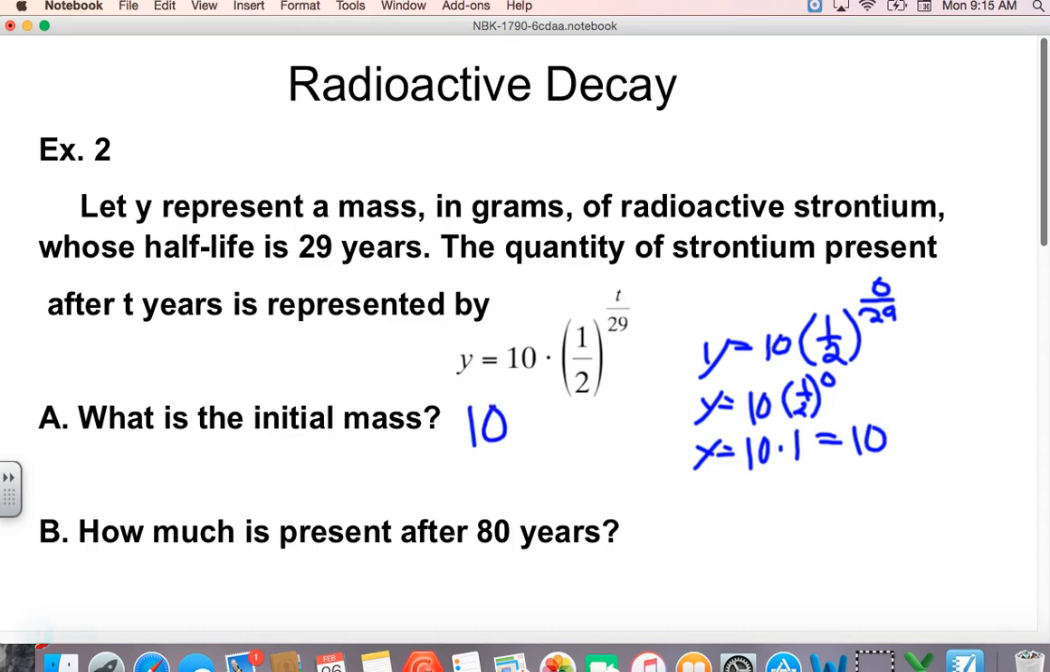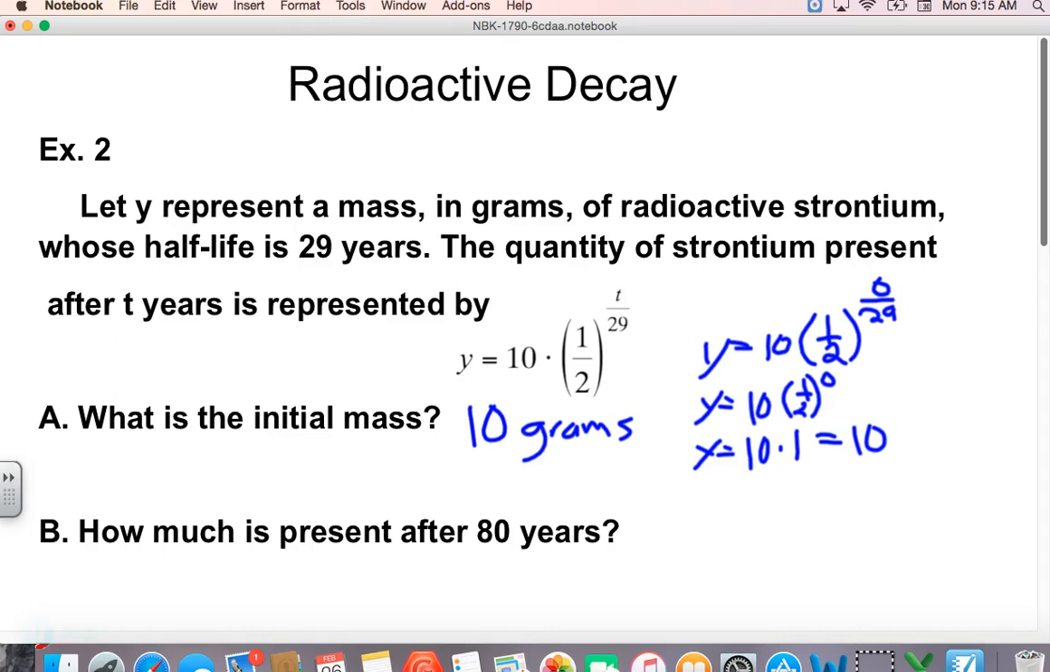Okay, you plug in 0, that'll give you your initial amount that you started off with. So we start off with 10 grams of strontium. We could label it with grams. Sometimes they like us to do that. So 10 grams is how much you start off with. We want to know how much is present after 80 years. So again, you can plug in 80 for T, just type it straight in the calculator to figure that out.